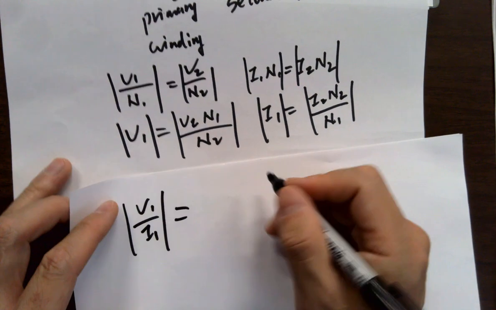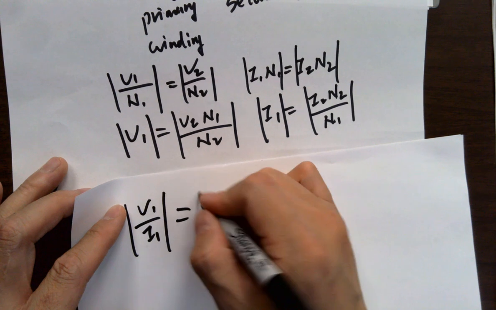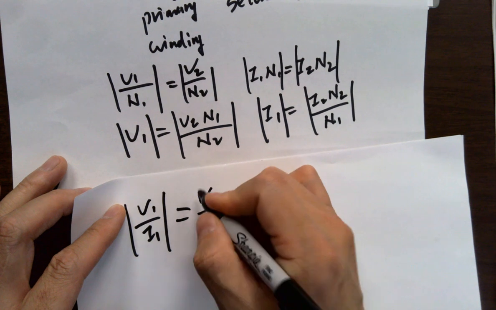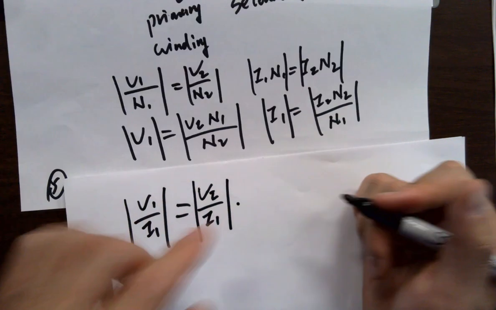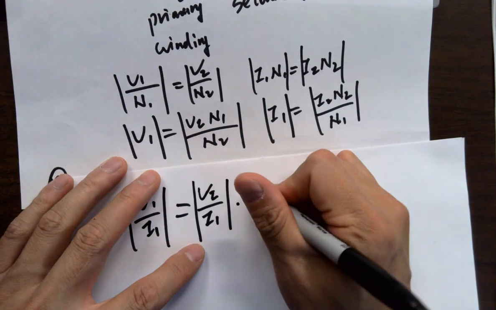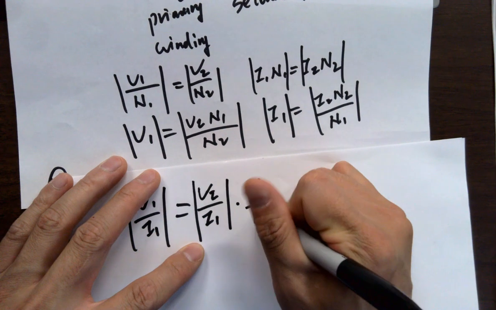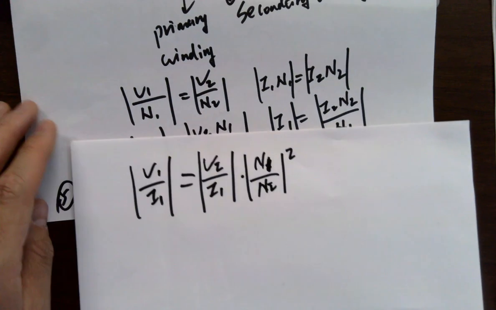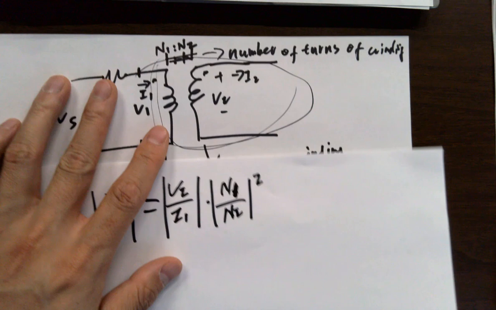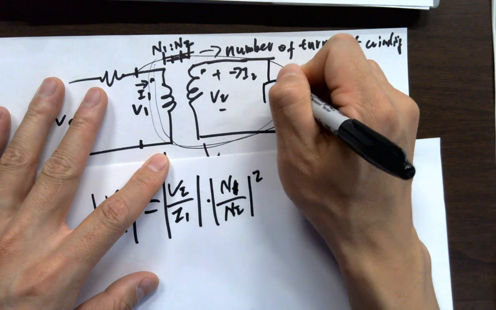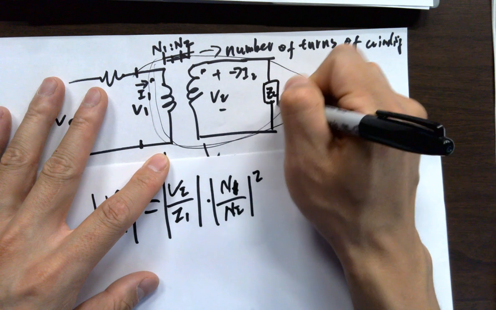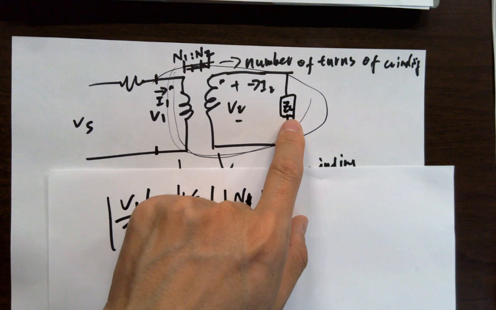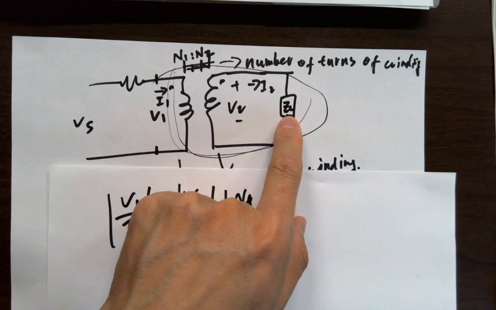That is going to give you V2 over I2 times, if you do a division, you can find out this equals N1 over N2 squared. Okay, let's add an impedance over here, ZL. So the impedance of this load is ZL.